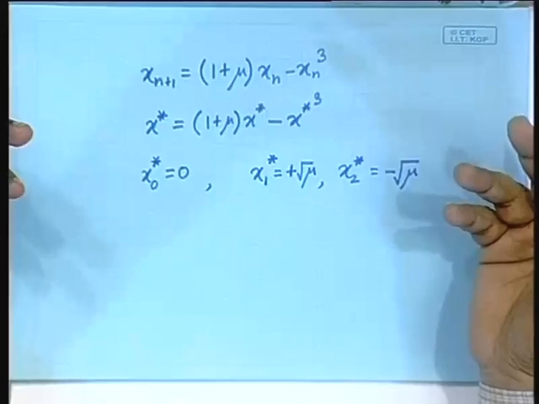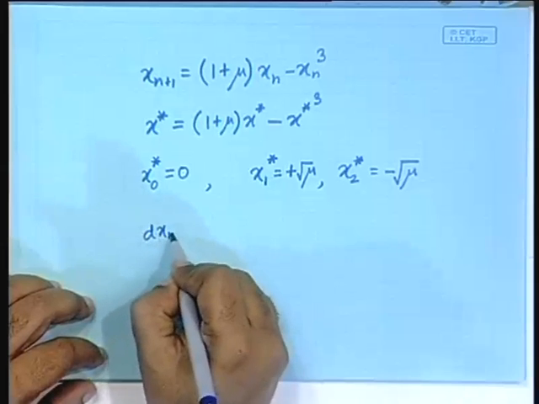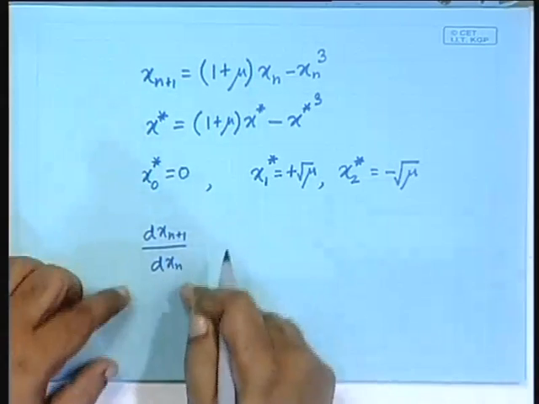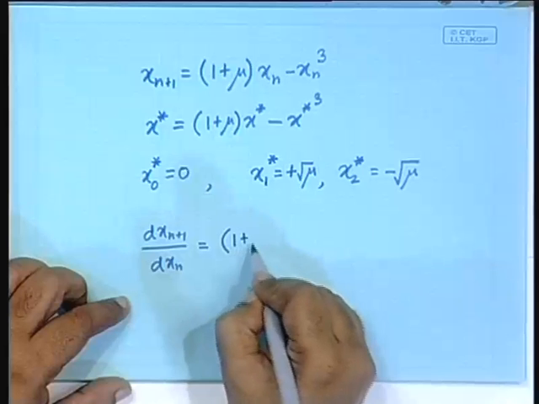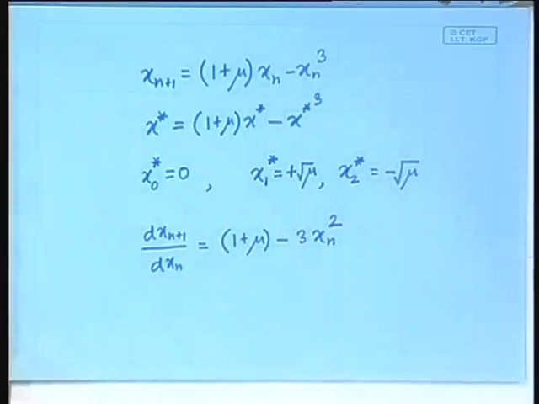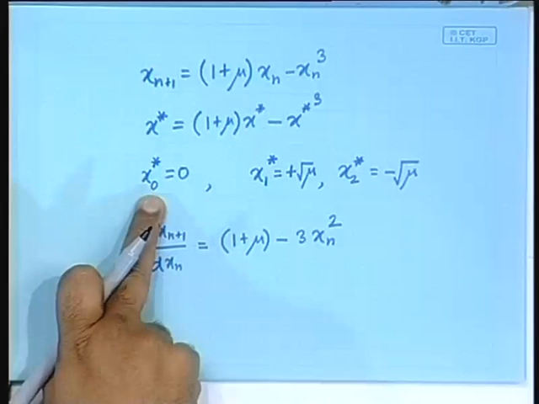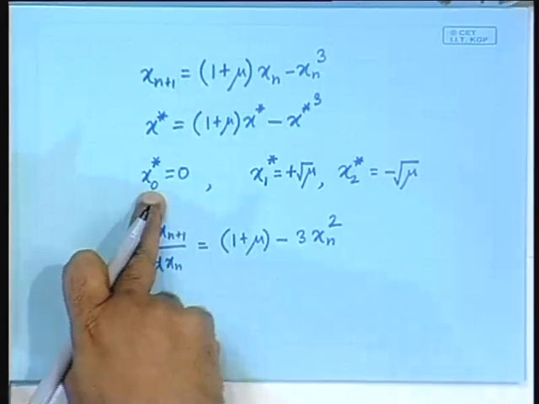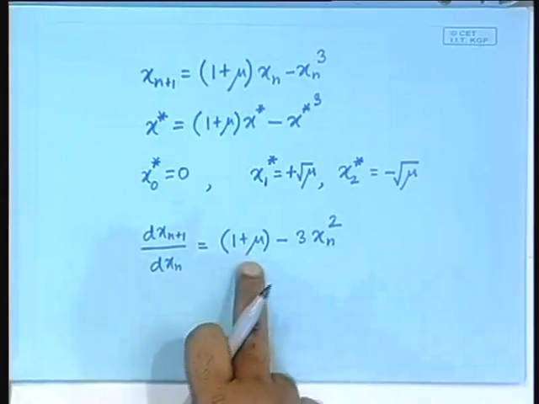We study their stability, and in order to study their stability, what do we do? We differentiate this. So, we essentially study d x n plus 1 d x n as evaluated at these 3 points. So, this fellow is 1 plus mu minus thrice x n square, right. So, what will be the condition of stability of this fixed point? What is the condition? Zero, you substitute 0 here, 1 plus mu is less than 1.